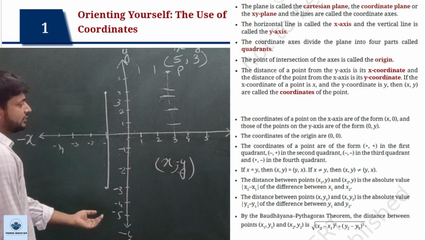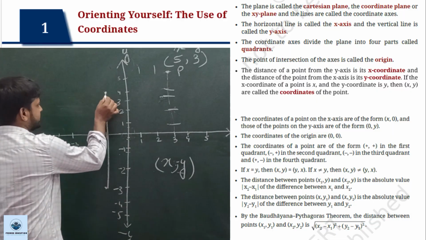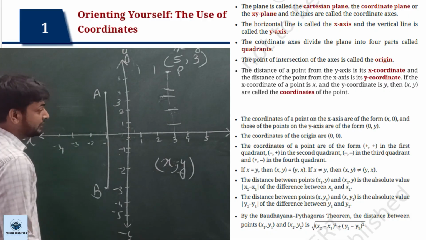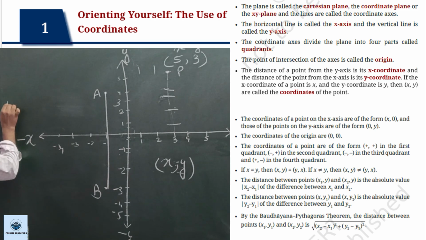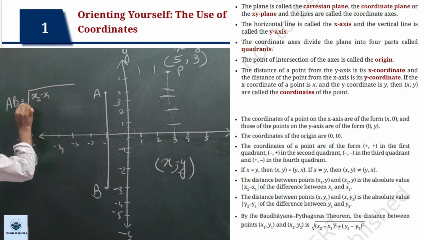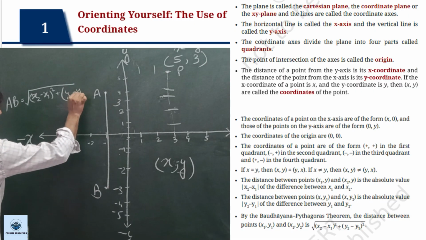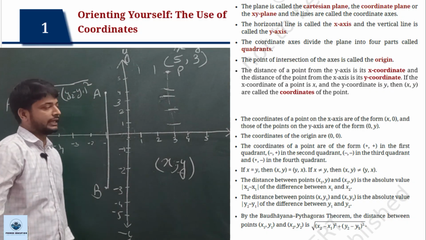See, the Pythagoras theorem states that to find any distance, let us consider distance AB. The distance between the points A and B can be found by using the formula: distance AB is equal to root over x2 minus x1 whole square plus y2 minus y1 whole square. What does this mean? Let us understand this first. Then we will do questions related to this in the exercise.